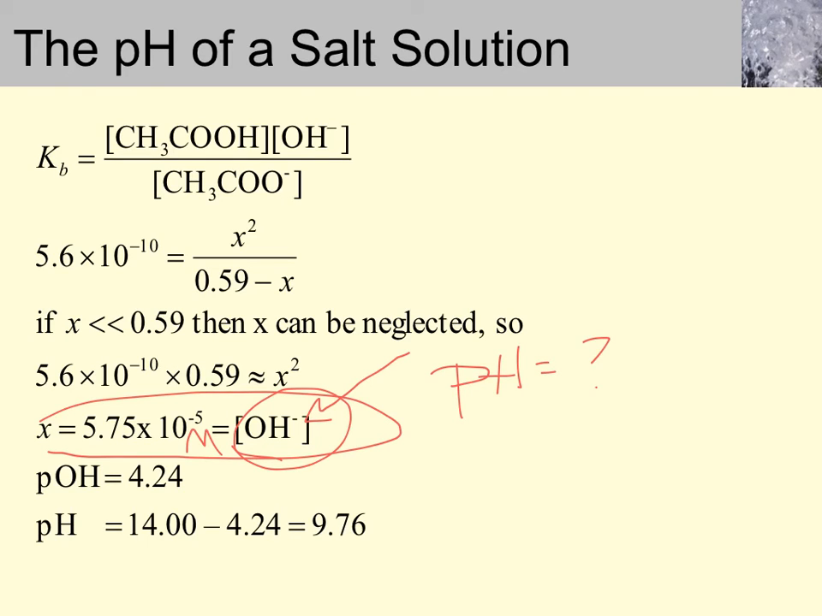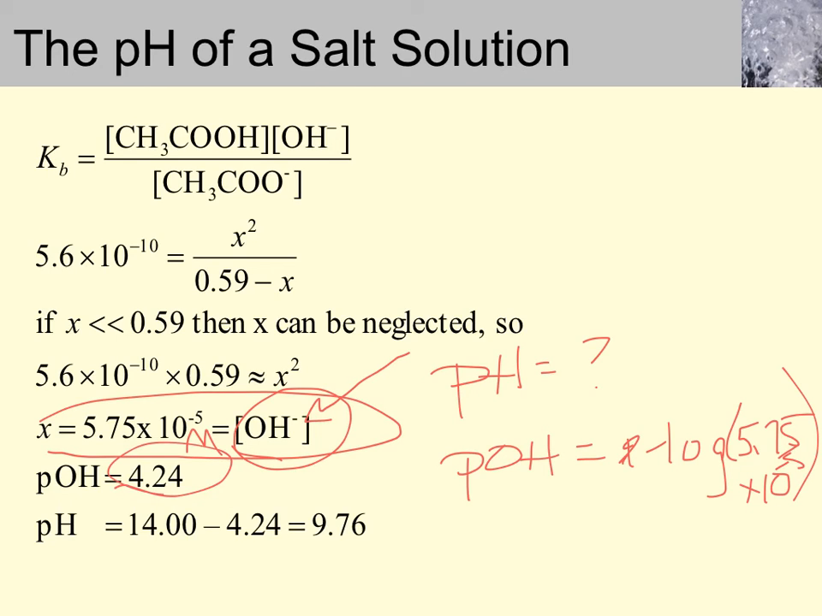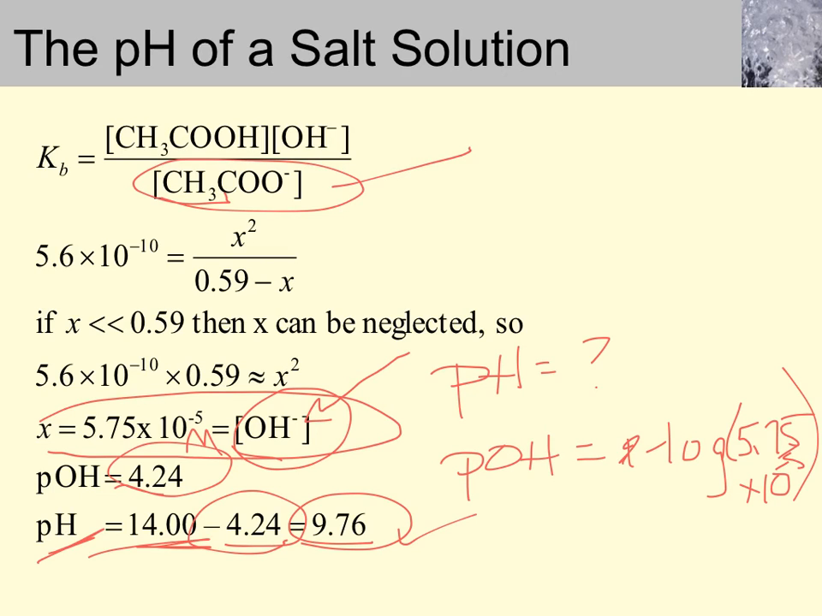So how do you get pOH? I would do that first. pOH equals minus log of that concentration, 5.75 times 10 to the minus 5. pOH is 4.24, and then of course you find pH by subtracting the pOH from 14. So the final answer is a pH of 9.76. Does that make sense? Yeah. We're working with the acetate ion, which, as all anions, if they change the pH of a solution, is going to make it basic. 9.76 is basic, so it makes sense.